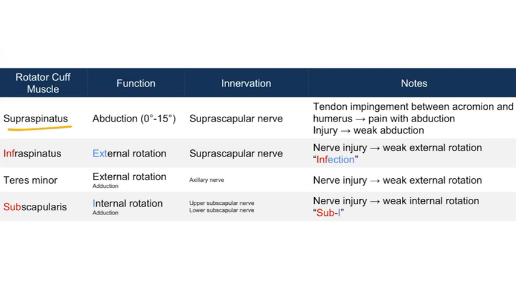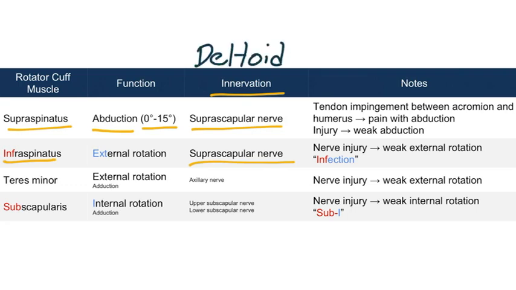We have the supraspinatus muscle and the infraspinatus, and both of these are innervated by the suprascapular nerve. The supraspinatus allows abduction of the arm to the first 15 degrees. So abduction from 0 to 15 degrees. In section 1 of this chapter, we discussed the axillary nerve, and in that lecture, we discussed how the deltoid muscle performs abduction above 15 degrees. So the supraspinatus does the first 15, and the deltoid does the rest.